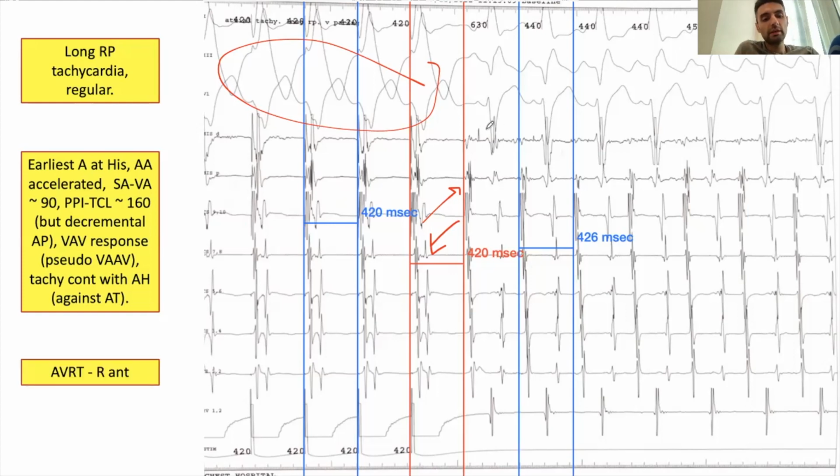Okay. It was a right anterior accessory pathway. It was a very funny accessory pathway. So that V went up the A and then went down the AV node and back to the V. Okay.